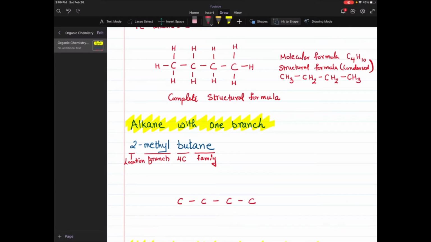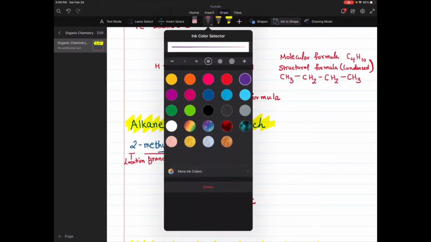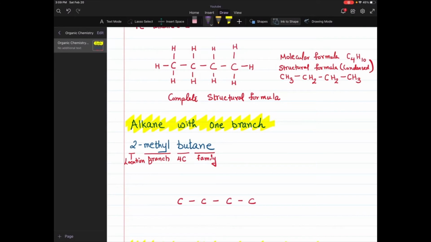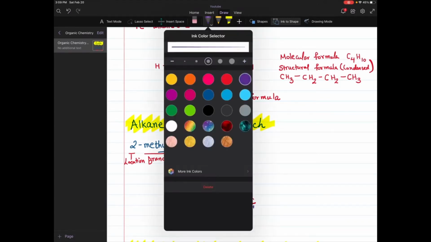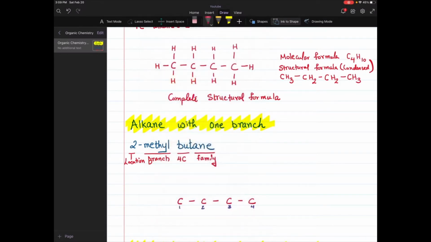And then I will look at the branch. So there is one on the second carbon. So how do I label second? Well, I need to number my carbons. I can start numbering from the left-hand side or the right-hand side. So this could be my carbon 1, 2, 3, 4. You don't have to really show this. This is for you to know when you're drawing the compound whether you're starting to count from the left or the right side. In this case, I have chosen to start from the left side.